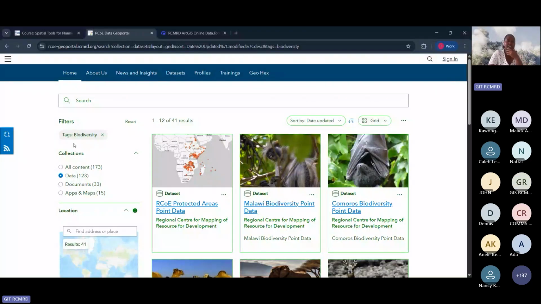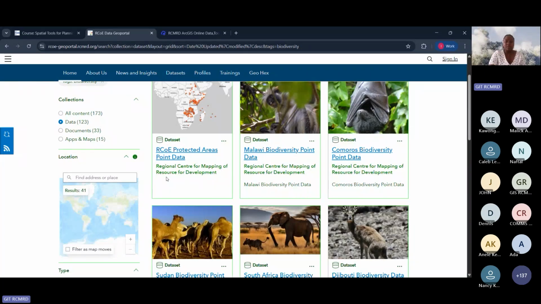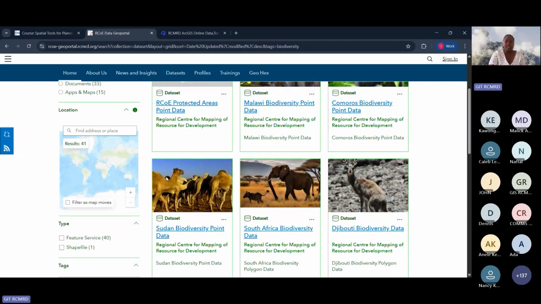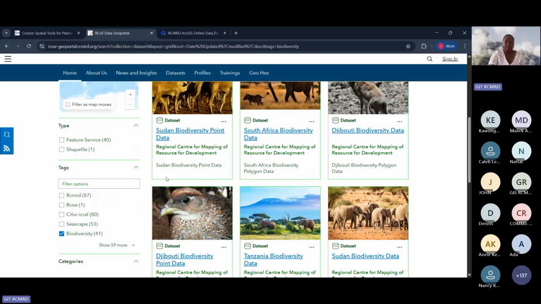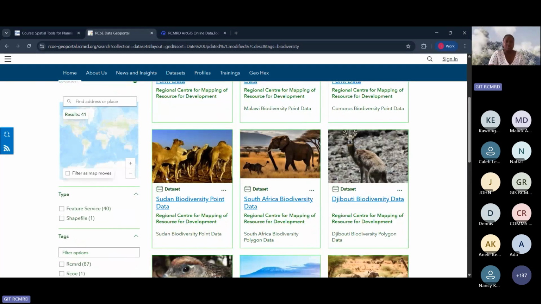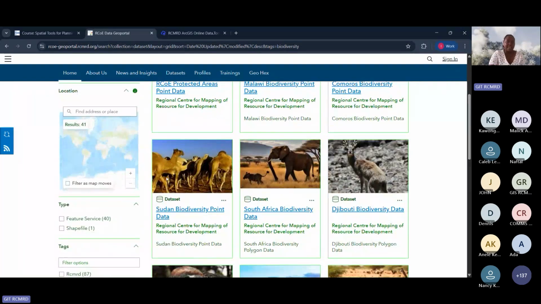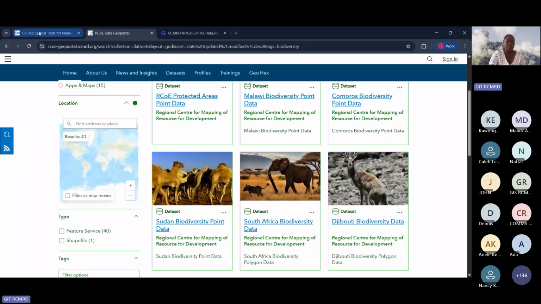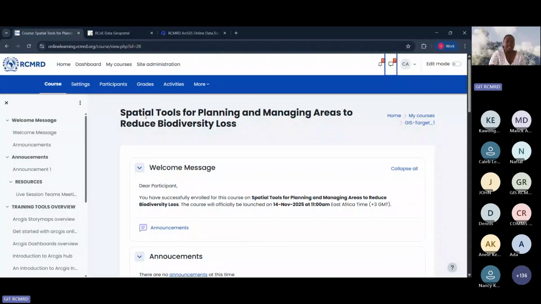So the first tool that has been mentioned before is the RCOE GeoPortal. I've just opened the page where we have a few data sets listed. If you scroll here, you'll get a wide variety of data sets that you can use throughout the course. And then the tool that we'll be using mainly is the Moodle.